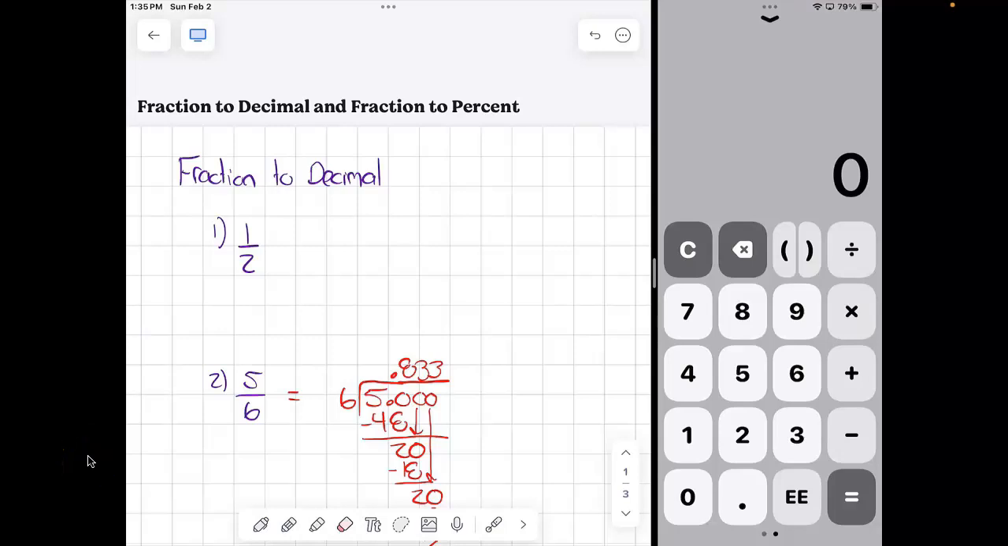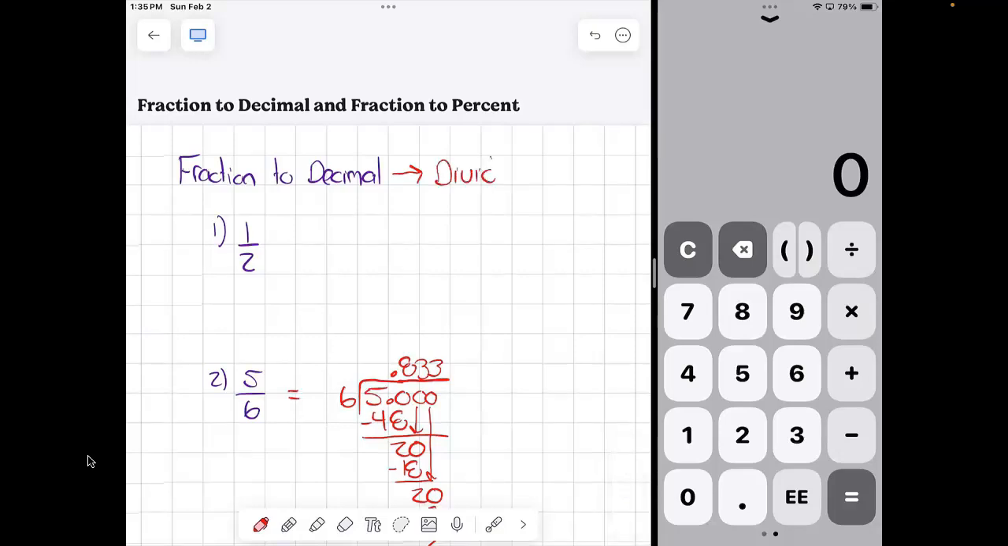Today I am going to review with you how to convert from a fraction to a decimal and from a fraction to a percent. This is not a new skill, it should just be a quick review. First thing we're going to do is convert from a fraction to a decimal, and we know our process for converting from a fraction to a decimal is to simply divide.